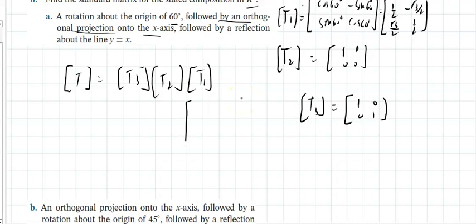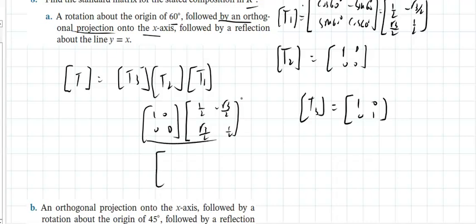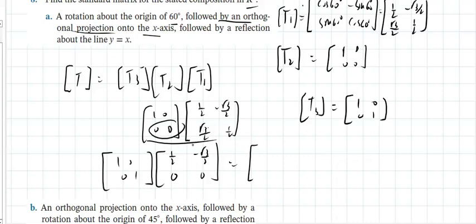And we're going to start with T sub 1, which is 1/2, negative radical 3 over 2, radical 3 over 2, 1/2. And T sub 2 is 1, 0, 0, 0. So let's see what we get. If we multiply this out, we get 1 over 1/2, and negative radical 3 over 2. For the second, we get 0, and since we're using that, we're going to get zeros. And don't forget T3 comes next, 1, 0, 0, 1, and that would be 1 over radical 2.